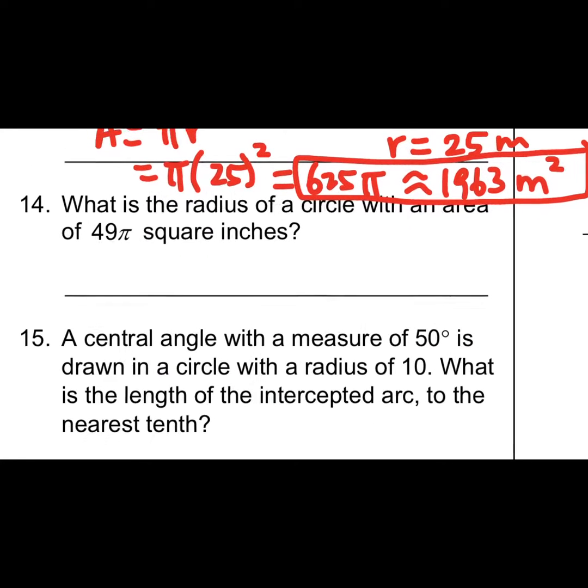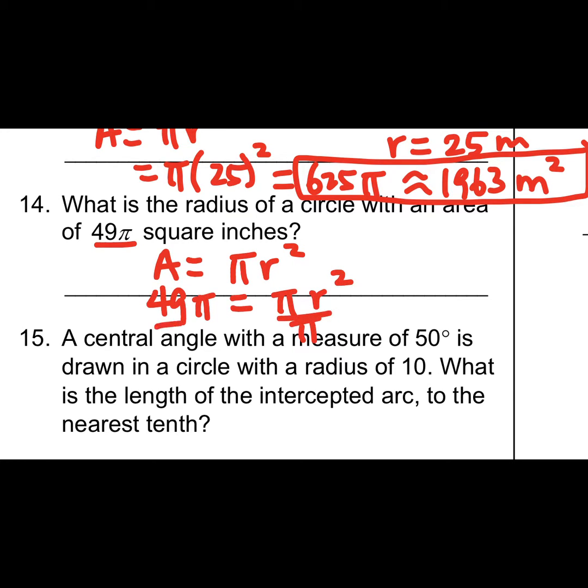Number 14, what is the radius of a circle with an area of 49? So we're going to start with the area formula, which is pi r squared, and we know the area already, so we're going to substitute 49 pi in there and solve for the radius. Once again, we're going to divide both sides by pi to get rid of that. So we have r squared equals, the pi's will cancel out, 49.